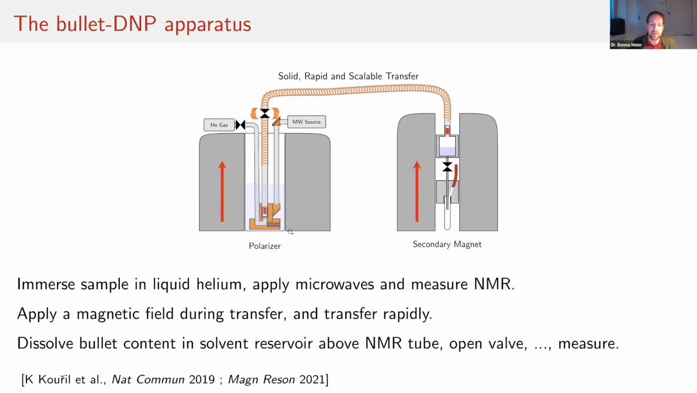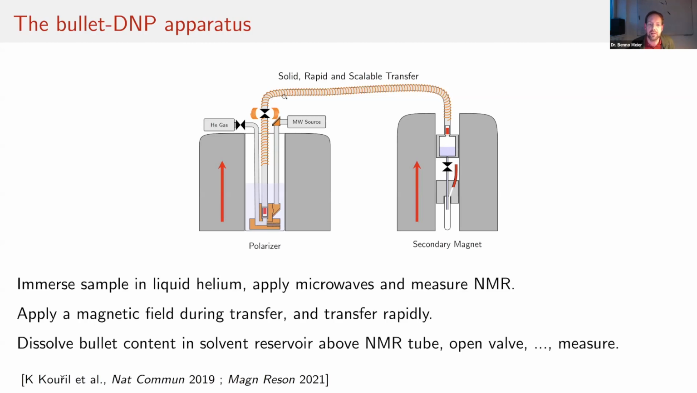And the first setup that we used to do bullet DNP works like this. We take a sample, we place it into a magnet and liquid helium and bring the temperature down to 1.5 Kelvin. The sample is the red thing here, and it sits in a bullet, which is that white thing around it. It's a plastic capsule. And then we polarize it by shining microwave light onto it. And then once it's polarized, we shoot it out through this tunnel here.